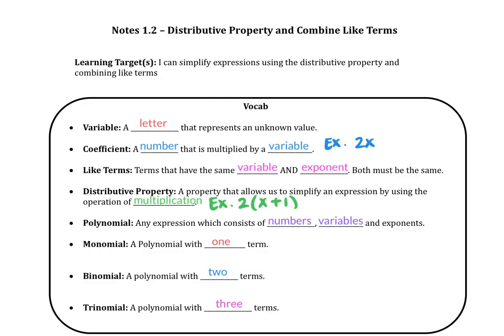And last vocab word for today is trinomial. This is a type of polynomial that has 3 terms, similar to a tricycle, which has 3 wheels. The prefix tri stands for 3.